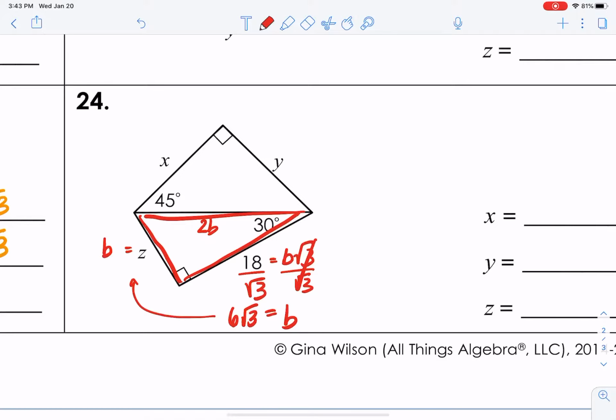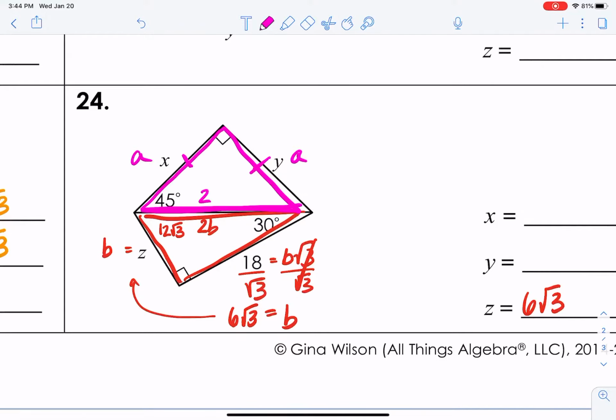So that's what B is. So that's what Z is, 6 square root of 3. And then this piece becomes 12 square root of 3 because we multiplied it times 2. Now we solve the 45-45 triangle, knowing that X and Y are A because they're the congruent legs, and this piece is A square root of 2. But I have a value for that leg from the other triangle.